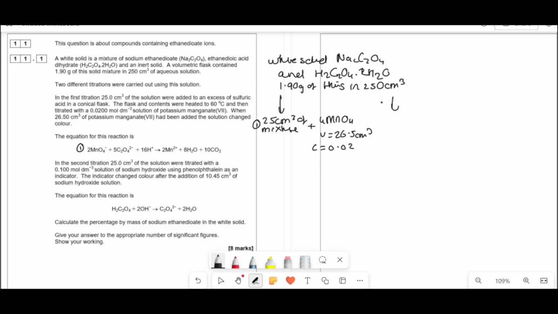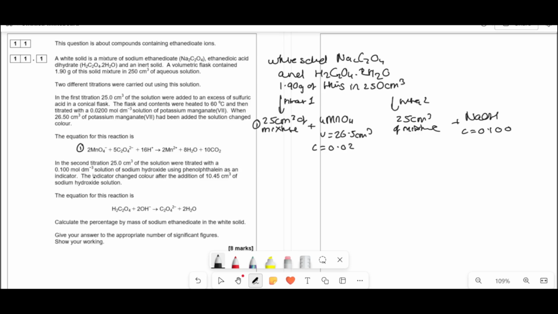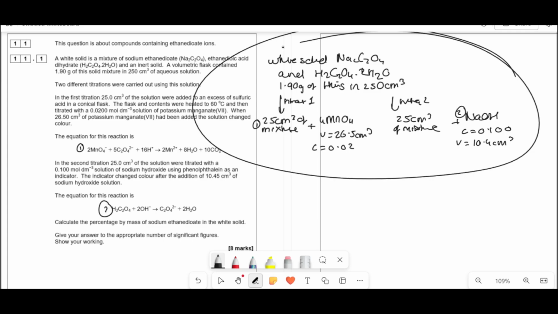Then it says in the second titration, which is a separate one, remember, titration 1, titration 2, they got 25 centimeters cubed of the solution. Remember what the solution is. Every number in here, you should be able to know exactly what it is and where it came from. That's of the original mixture, right? Then they titrated it with this much sodium hydroxide using phenolphthalein. So they added NaOH, and its concentration is 0.100 moles per decimeter cubed. The indicator changed color as soon as this much was added, so we know its volume is 10.45 centimeters cubed. Then it says the equation for this reaction is as follows, 2 here, right? Do this, because then you know exactly what's going on.